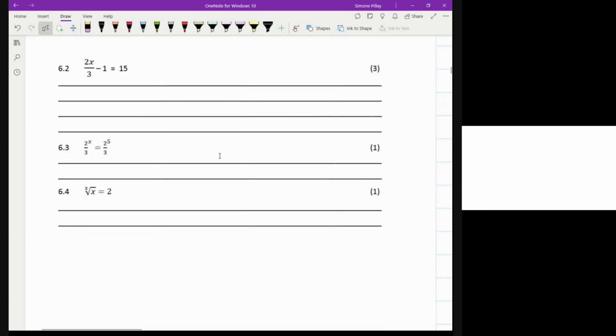We're looking now at our next one over here. We have 2x over 3 minus 1 is equals to 15.